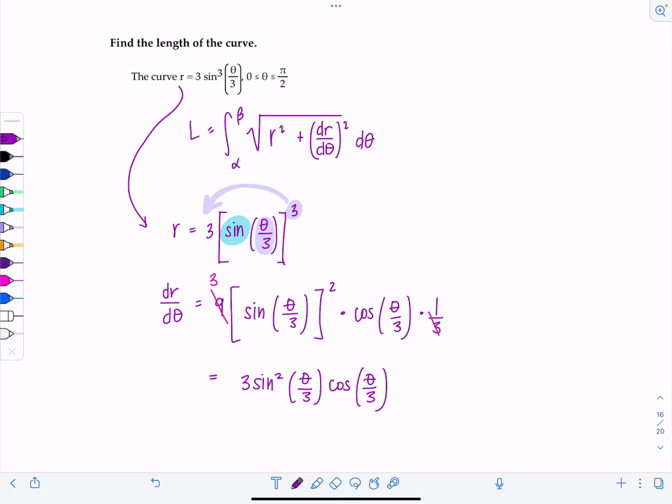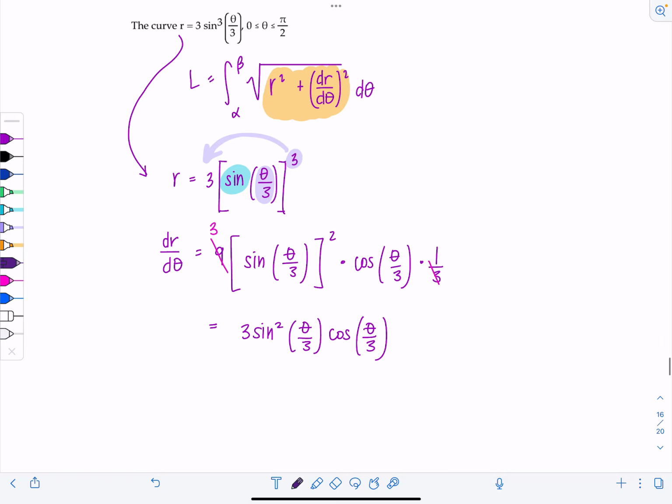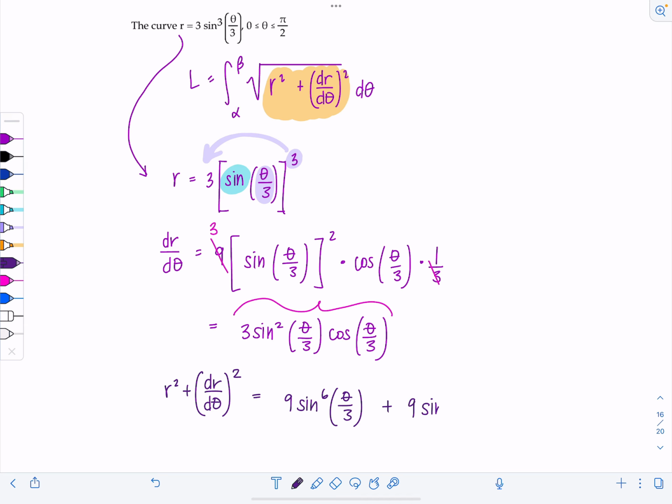So now let me see. I like to clean all of this up as much as possible before I set up the whole integral. So let's see. R squared is just the OG function squared. So r squared plus dr d theta squared is going to be 9 sine to the 6th of theta over 3, plus, I have to square all of this, so it'll be 9 sine to the 4th of theta over 3 and then cosine squared theta over 3.